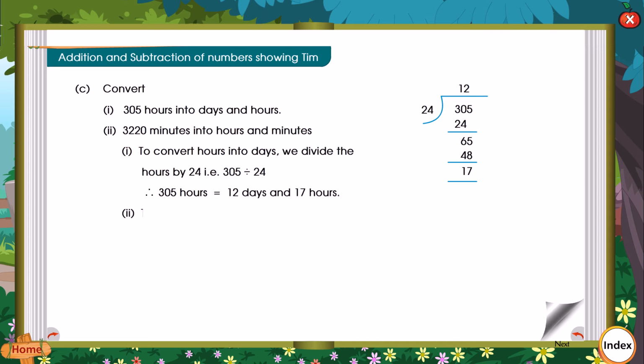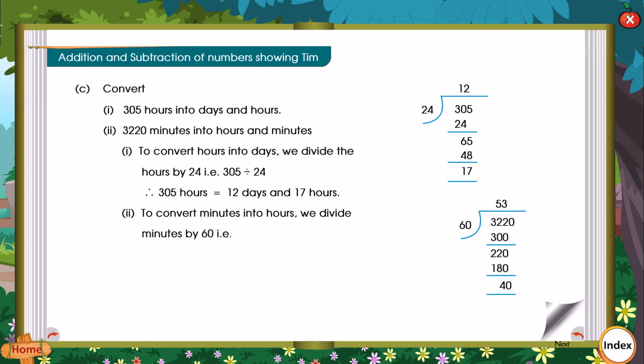2. To convert minutes into hours, we divide minutes by 60, that is 3220 divided by 60. Hence, 3220 minutes is equal to 53 hours 40 minutes.